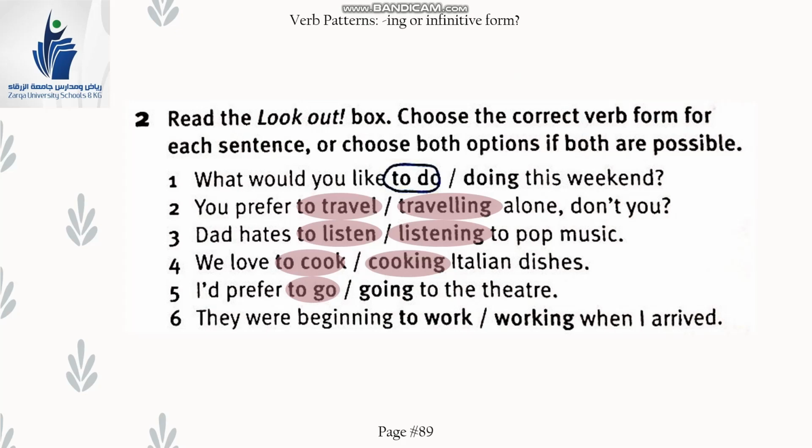Number 6 they were beginning to working when I arrived. هسا هون في عنا a continuous form اللي هو beginning. هسا مع beginning احنا ما بنقدر نستخدم ing form، فمية بالمية بدنا نستخدم infinitive. بنحكي they were beginning to work when I arrived.